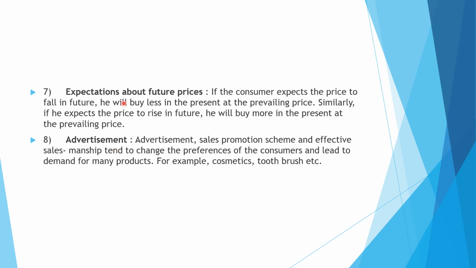Seventh is expectation about future price. If the consumer expects that the price is going to increase or decrease, then the demand for the product will also change. If they assume that in future the demand for the product is going to decrease, people will not buy the product now. The demand for that product in the present will be decreasing. We will buy less in the present at the prevailing price. Similarly, if we expect the price to rise in future, we will buy more in the present at the prevailing price.